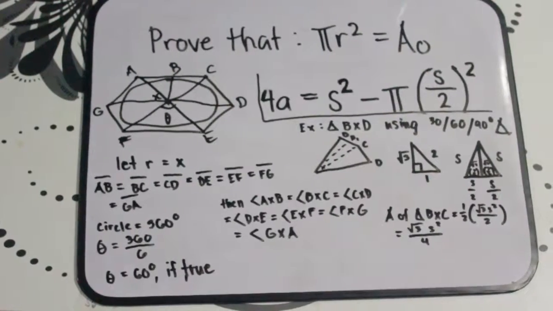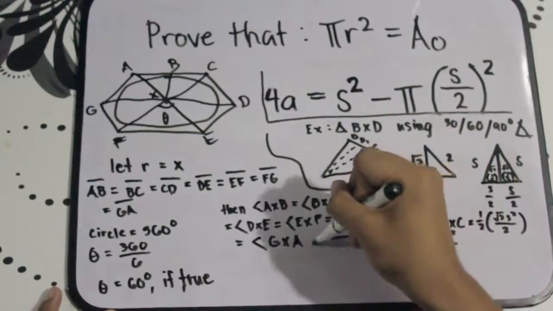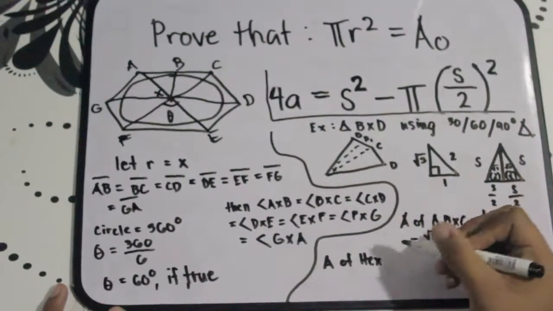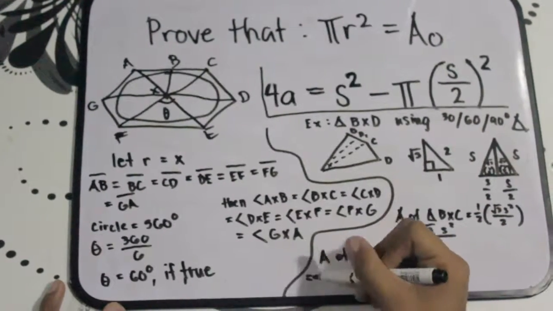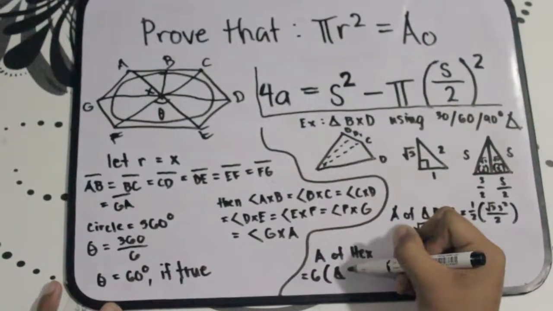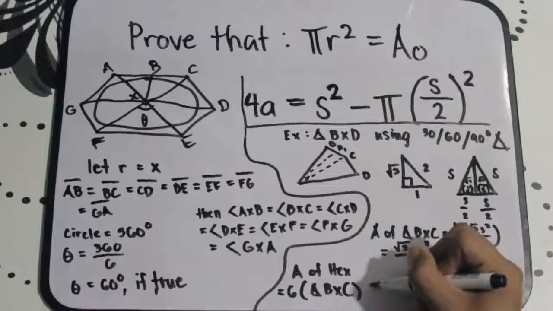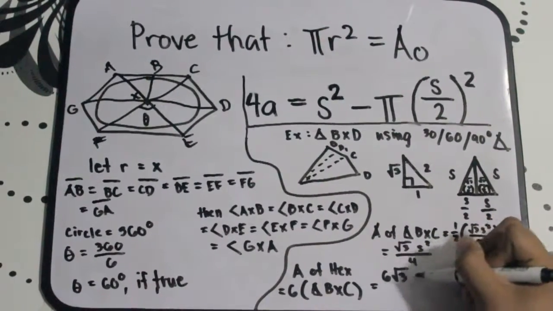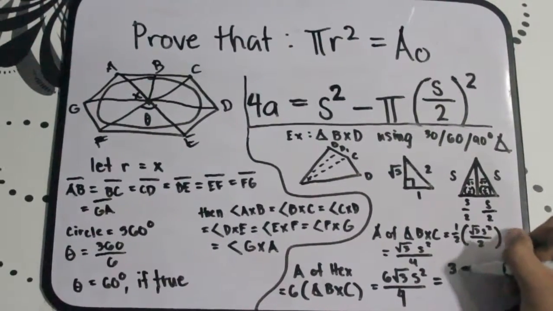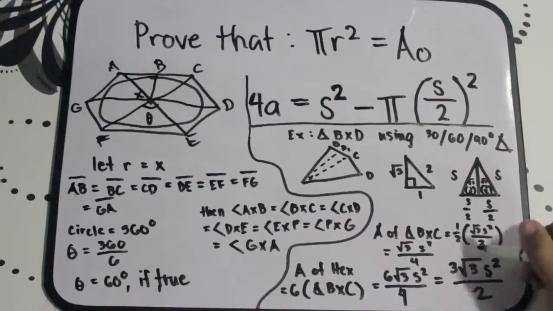That's one side. Since we have 6 sides, we're going to multiply this value by 6. Therefore, the area of the hexagon will be 6 times square root of 3 S squared over 4, which will be equal to 6 square root of 3 S squared over 4. Simplify that. It will result to 3 square root of 3 S squared over 2, which is now the area of the hexagon.